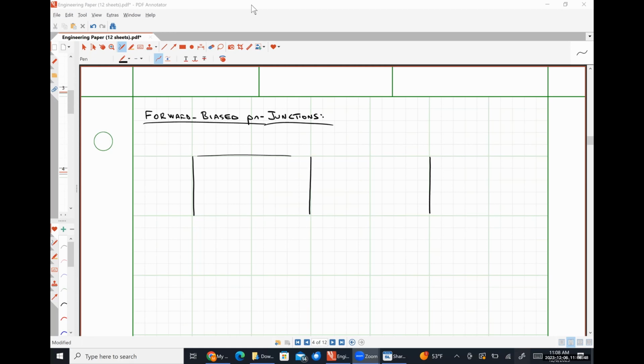Today we're going to be talking about forward bias PN junctions. I am trying to draw such a thing right now. So on the left-hand side, we're going to have our P-type crystal. On the right-hand side, we are going to have our N-type crystal. This is our metallurgical junction.